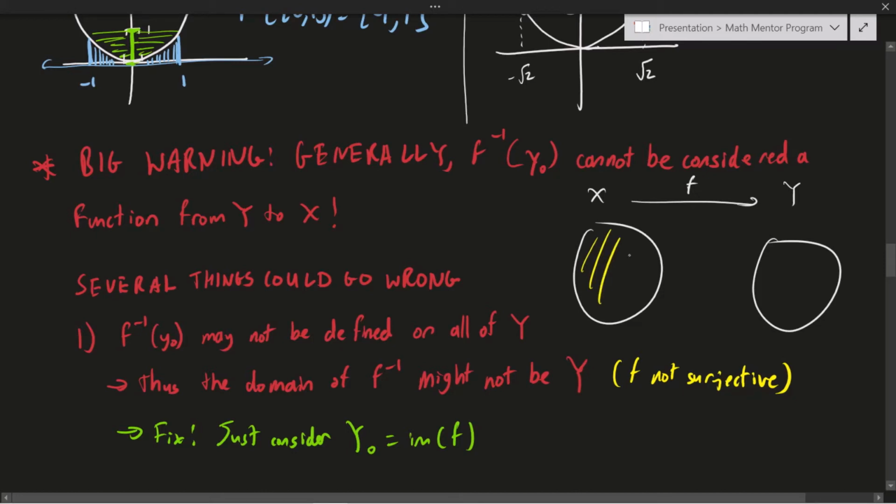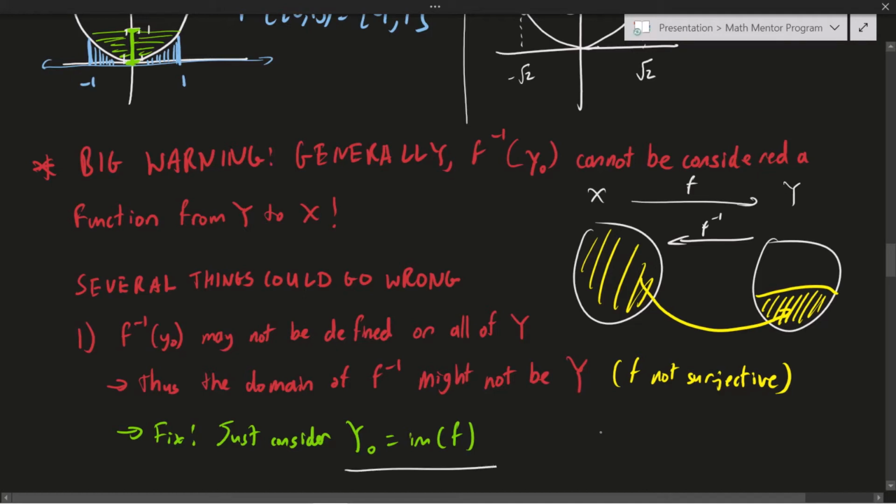So in other words, here's all of x, and let's say all of x just gets sent to this little half portion over here. If I take a point here and I try to do something like an inverse function, this guy over here doesn't know where to get sent to because no one was initially sent to it. So that's not a huge problem, though. We could do a simple fix.